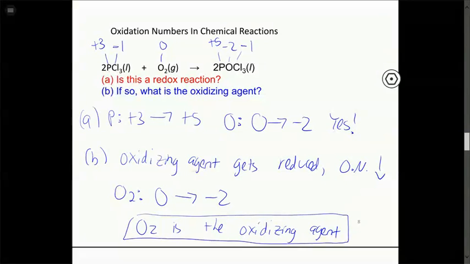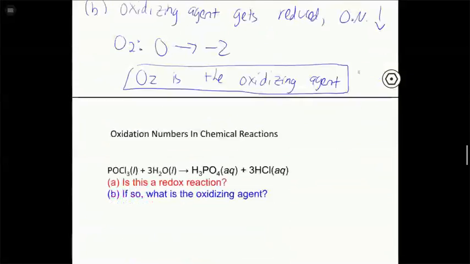All right. So that's how we assign oxidizing and reducing agents. We have to put the oxidation numbers for each species in the chemical reaction and find out which one's increasing or which one's decreasing. Okay, let's do one more example like this.